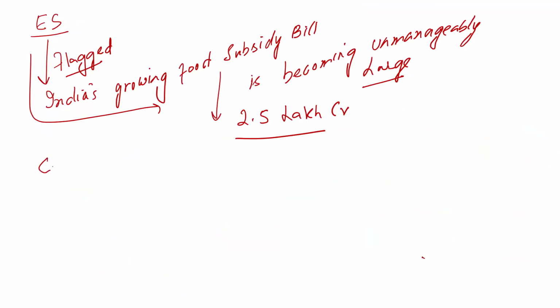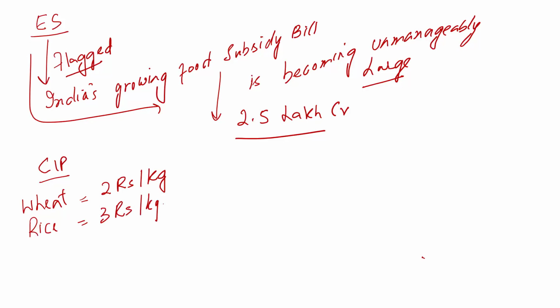How? The central issue price for wheat, for example, is 2 rupees per kg. For rice, it is 3 rupees per kg. That means when the central government is sending these food grains to the states, the price that the central government charges the state governments is 2 rupees per kg for wheat and 3 rupees per kg for rice.